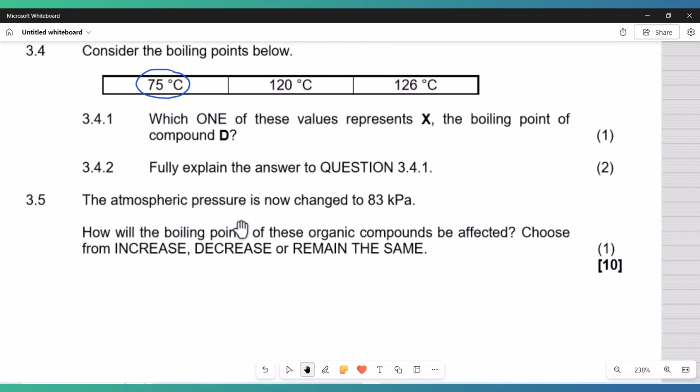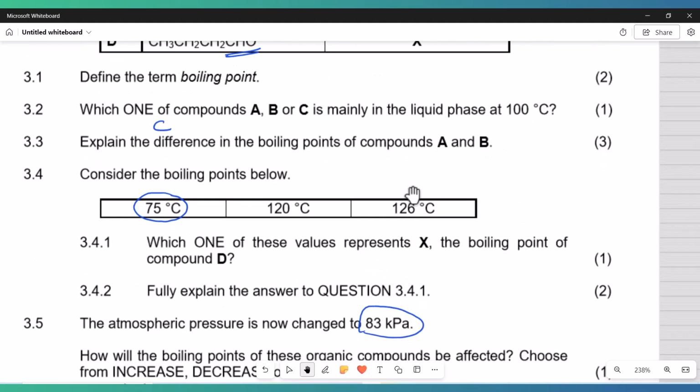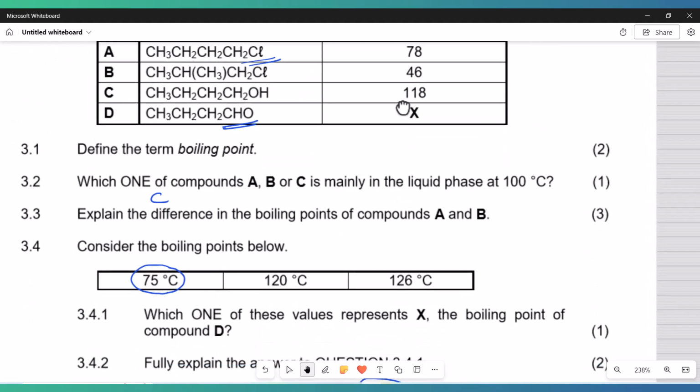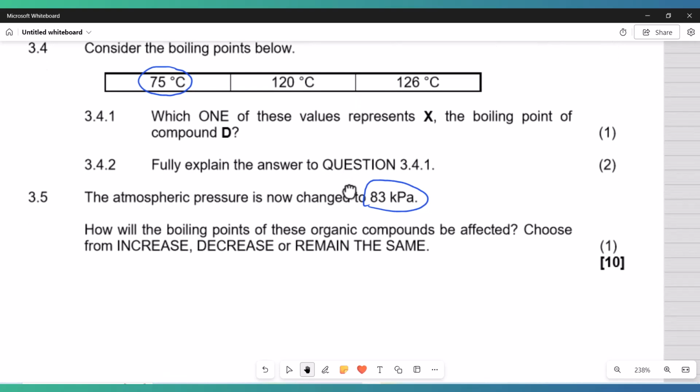They said the atmospheric pressure is now changed to 83 kilopascals. How will the boiling points of these organic compounds be affected? Choose from increase, decrease, or remain the same. Now, in this case, our atmospheric pressure is 83 kilopascals, as compared to the first one, which was how much? They say it was 101.3 kilopascals. So, because of the decrease in atmospheric pressure, our boiling points must decrease. They do decrease here. Okay, next question here.